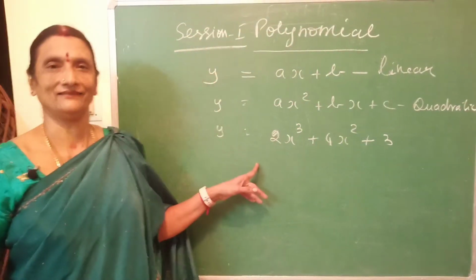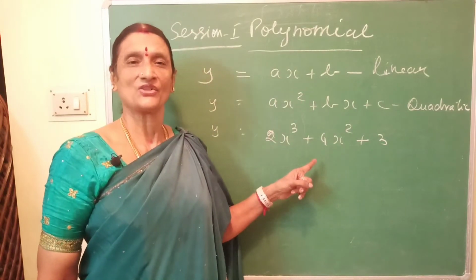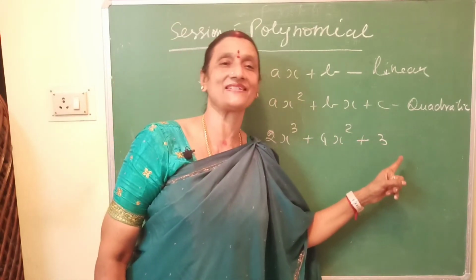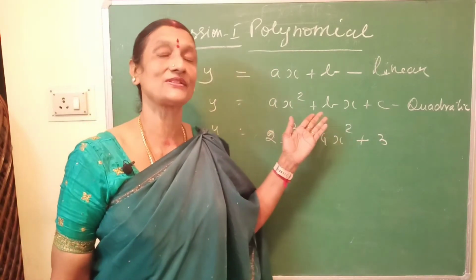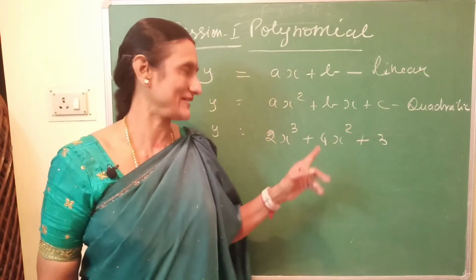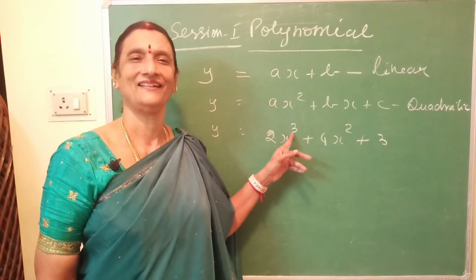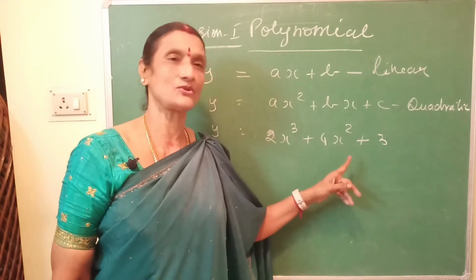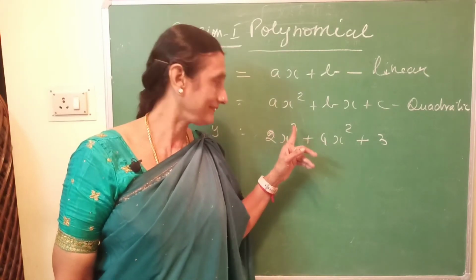Now, the third is having only 3 terms. So, you have a tendency to say that it is a trinomial. Similarly, you have a tendency to say this as a trinomial. But here, the degree is 3. The polynomial 2x cube plus 4x square plus 3 is having a degree 3.